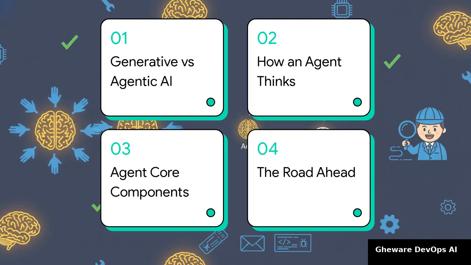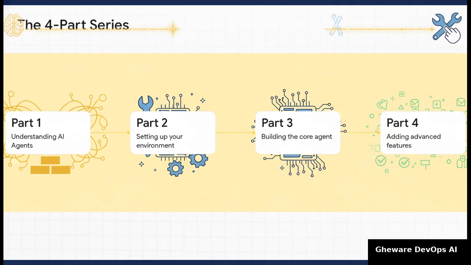So, here's our game plan for today's explainer. We're going to kick things off with what agents actually are, then get into how they're different from what you already know. We'll look at how they think, what they're made of, and finally, a little peek at what's coming next. And that's just for today.